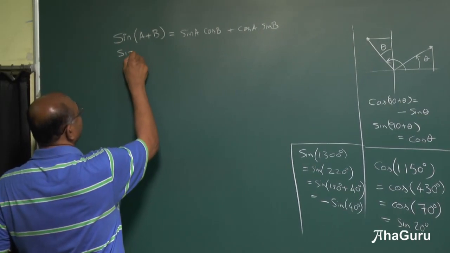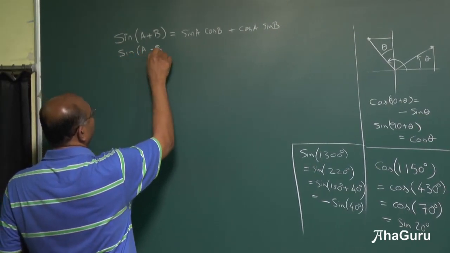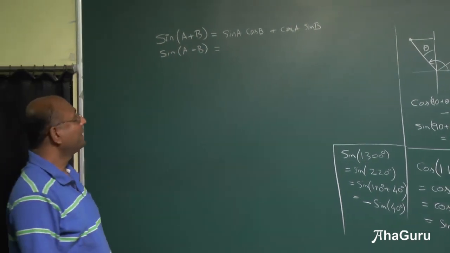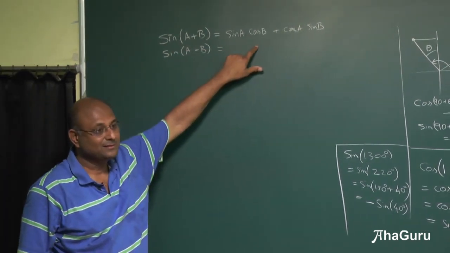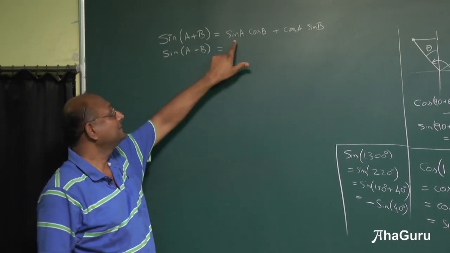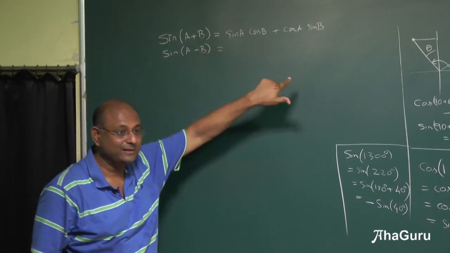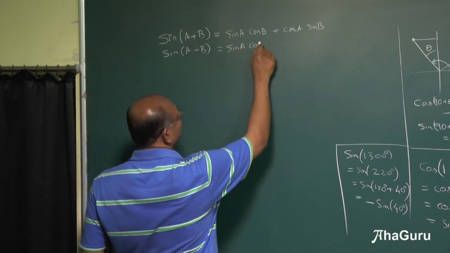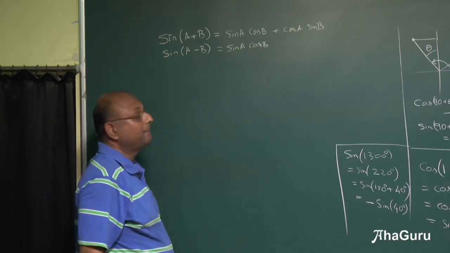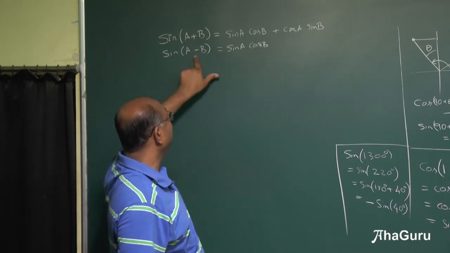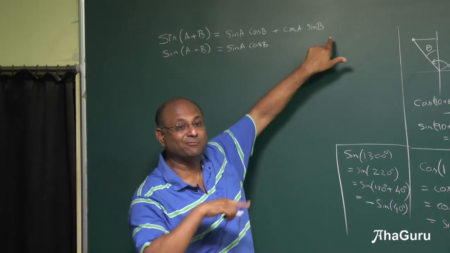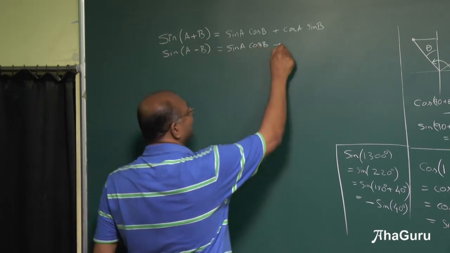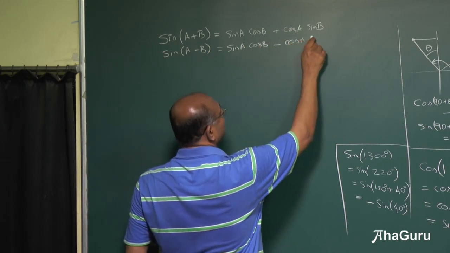Then this one is just the same. Instead of a plus b, you have a minus b. But cos of minus b is the same as cos b. So that means sin a cos of minus b will be sin a cos b. So the first part remains as it is, sin a cos b. Plus cos a, because a is a, instead of b you are going to have minus b, but sin of minus theta is minus sin theta. So the minus comes out. So minus cos a sin b.